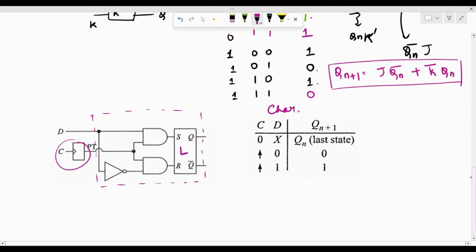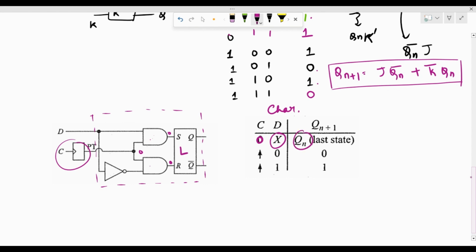So no matter what D is, if clock is 0, one of the inputs of these AND gates is 0, so the output of these AND gates will obviously be 0. So therefore no matter what the D input is, if clock is low, both the inputs to the SR latch are 0 0. If the inputs to the SR latch are 0 0, it means that there is going to be no change at the output, as per the characteristic table of the SR latch. That is why they have kept it as Qn.